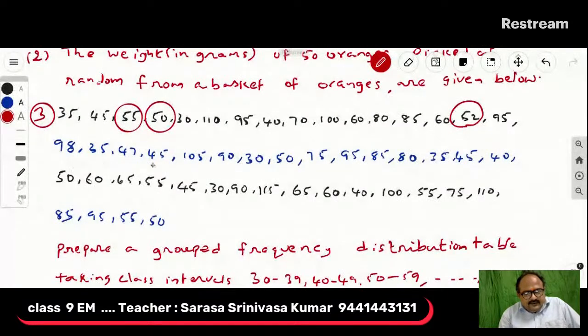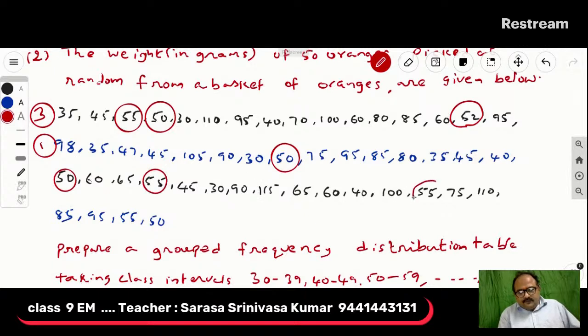Next, in the second row, 50 grams. So this is the only one orange. In the second row, we have got one orange. In the third row, 50, 55, 55. So here, three oranges are there in the third row.